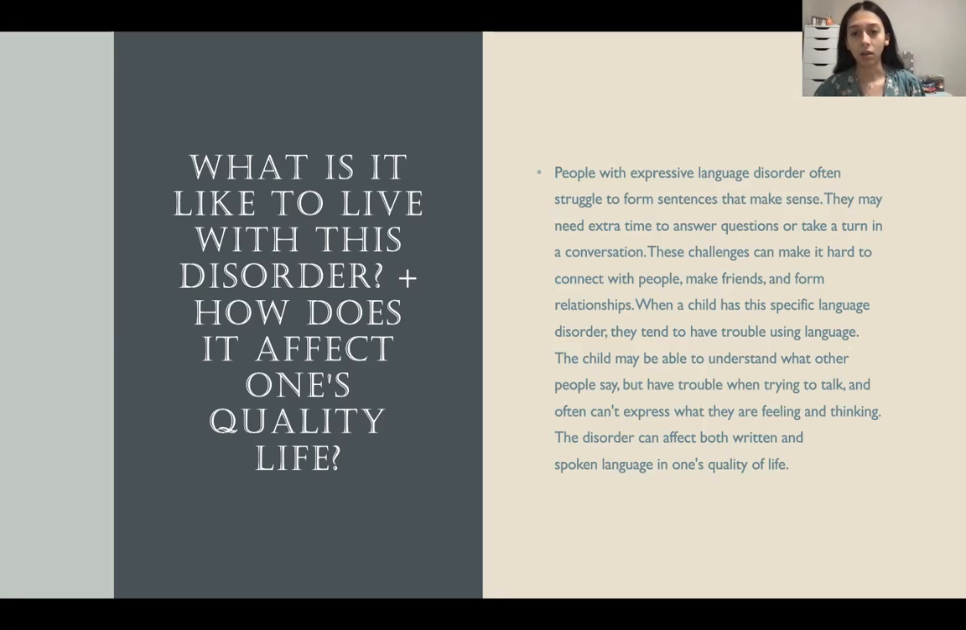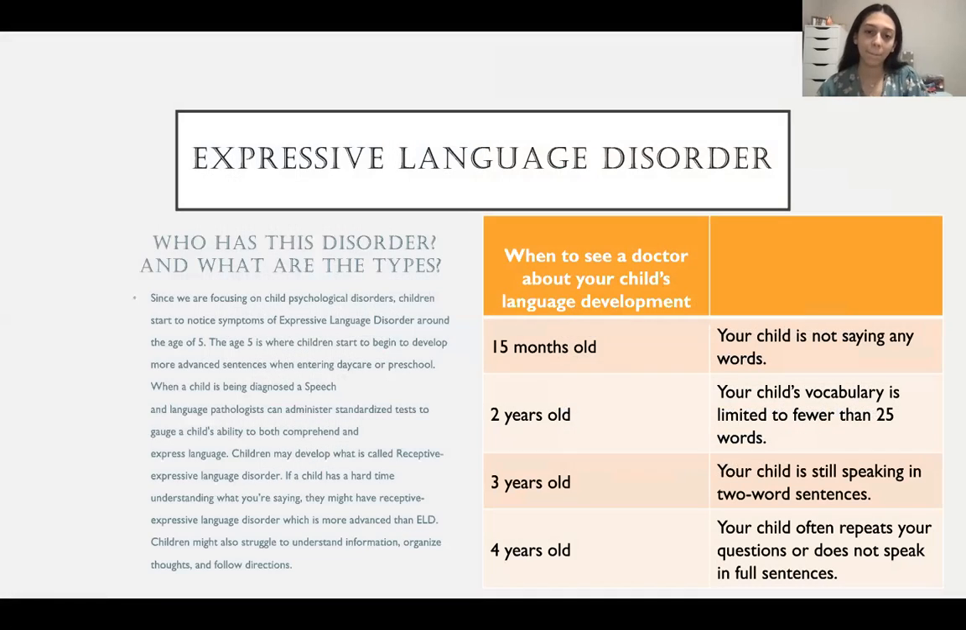These challenges can make it hard to connect with people, make friends, and form relationships. When a child has this specific language disorder, they tend to have trouble using language. The children may be able to understand what other people say, but have trouble when trying to respond or talk. They often can't express what they are feeling and thinking. This disorder can affect both written and spoken language in one's quality of life. It's kind of sad just saying it and thinking about it.